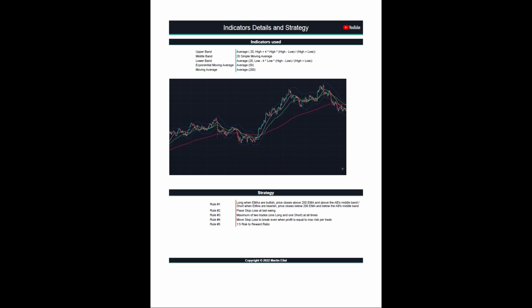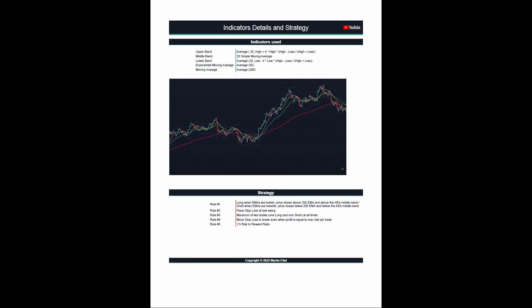Alright, so let's get on the charts now, so I can show you a few examples of the strategy, and then I'll perform the 100 trade backtest. The strategy is as follows. We go long when the EMAs are bullish, which means the 50 EMA is above the 200 EMA, and the price closes above the 200 EMA, as well as above the acceleration band's middle band.